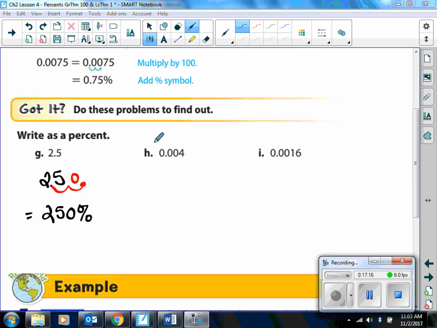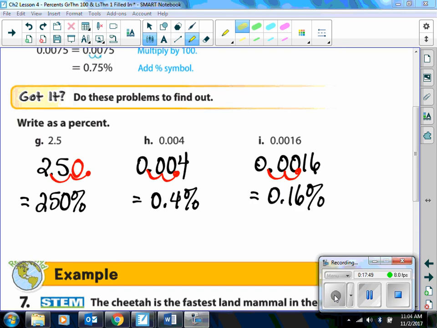So, for example H, for problem H, we have 0.004. And on this one, once again, we're going to take that decimal and move it 2 places to the right. Very good. So, this 0.004, or 4 thousandths, is going to be 0.4%. So we move the decimal 2 places to the right, and we have 0.16%. Okay?